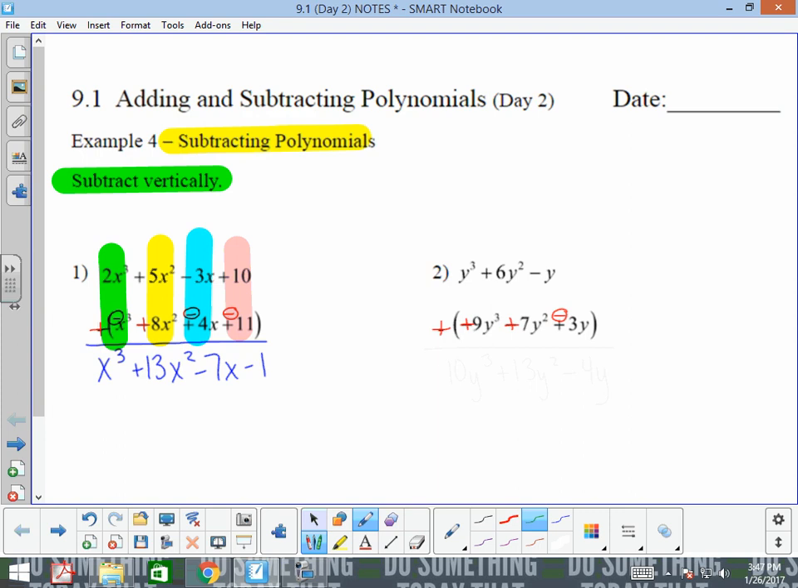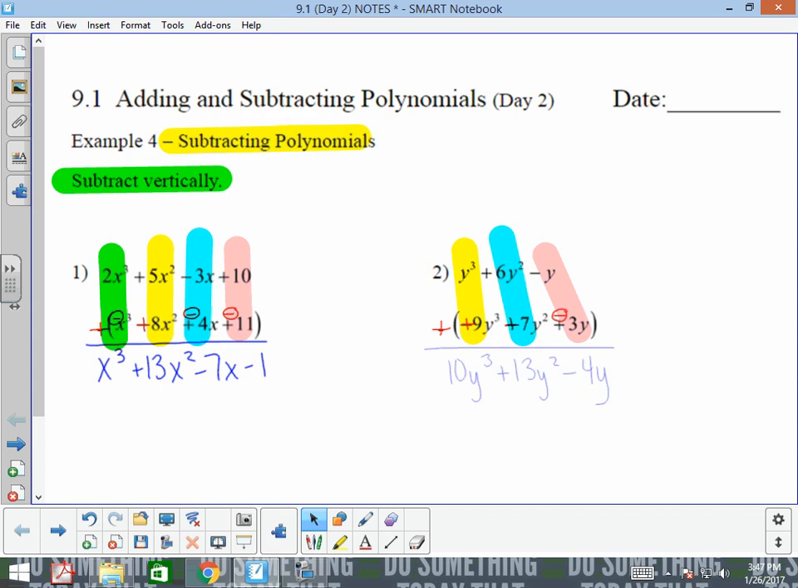Now combining like terms, we have y to the third and positive 9y to the third, 6y squared and positive 7y squared, and negative y and negative 3y. So when we combine like terms, remember you add the coefficients, do not add the exponents. Make sure you keep the exponents the same. So this will be 10y to the third plus 13y squared minus 4y.